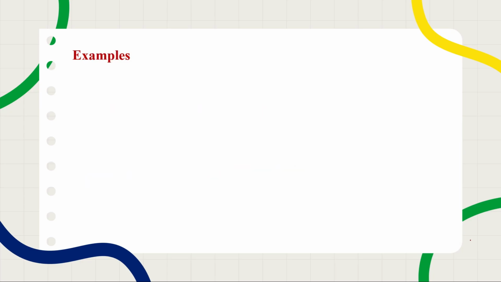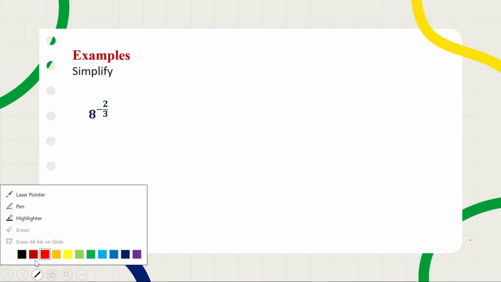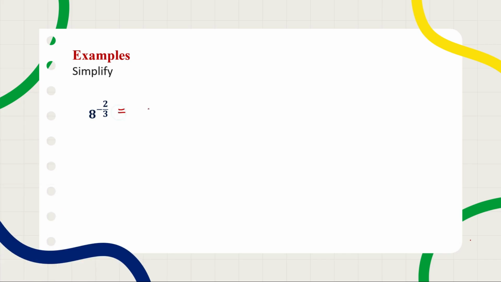Now let us take these examples to apply the rules we have already studied. Simplify 8 to the power of negative 2 over 3. We take the reciprocal of the value. It will be 1 over 8 to the power of 2 over 3, and the denominator of the exponent tells you the type of the root.